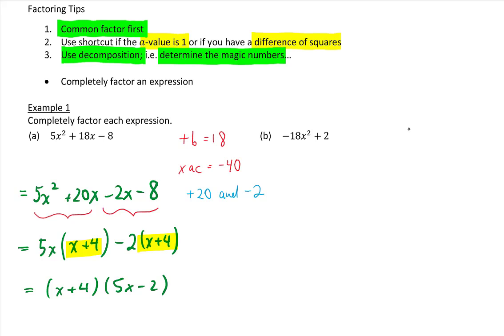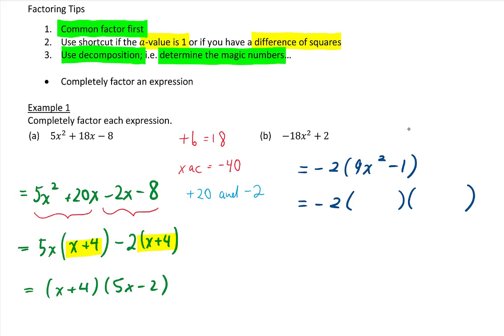B. So let's see if we can common factor first. And in this one we can. And since the leading coefficient is negative, we're going to take out a negative 2. And that leaves us with 9x squared minus 1. We see that 9x squared minus 1 is what we call a difference of squares.